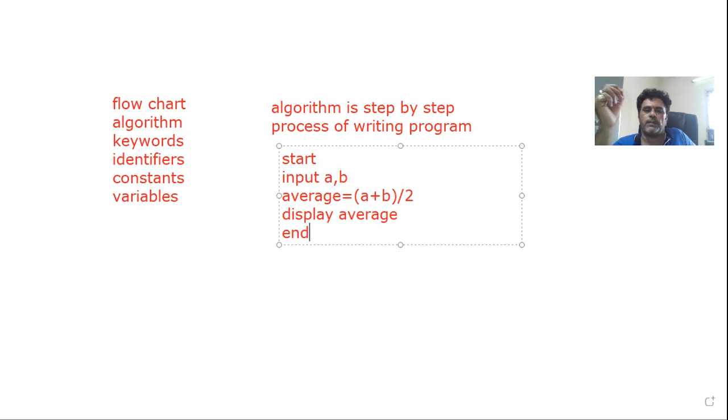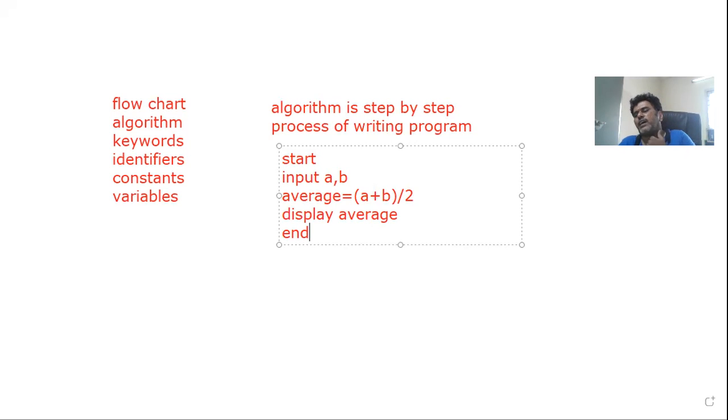An algorithm is a step-by-step process of writing a program. If you want to write any program, you must be aware that you have to first write the step-by-step process of the program logic. Then you can easily understand. The way of representing the step-by-step processing is called an algorithm.